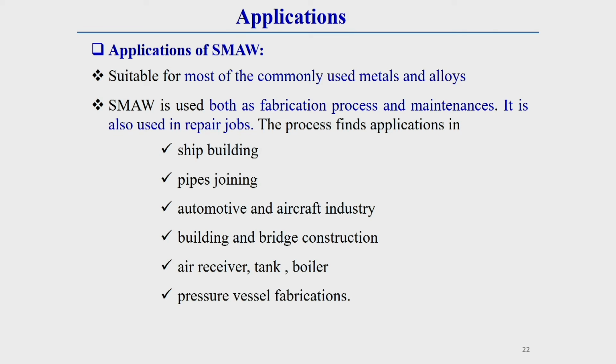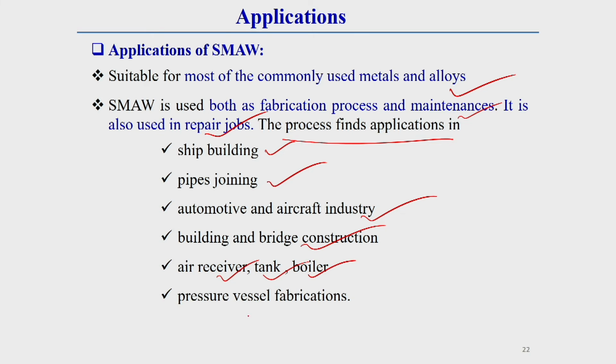In the sense, it is generally suitable for most of the commonly used metals and alloys. This shielded metal arc welding is used both as a fabrication process and for maintenance. It is also used in repair jobs. The process finds application in many industries, like shipbuilding industry, pipe joints, automotive and aircraft industry, building and bridge construction, air receiver, tank, boiler, and pressure vessel fabrication. So it has different applications of this SMAW process.